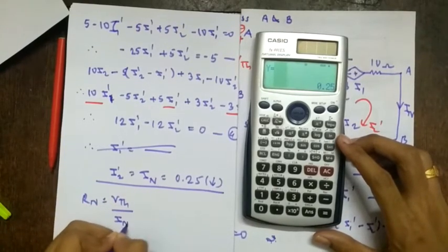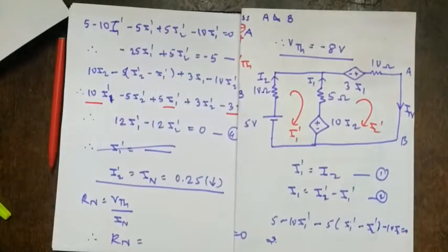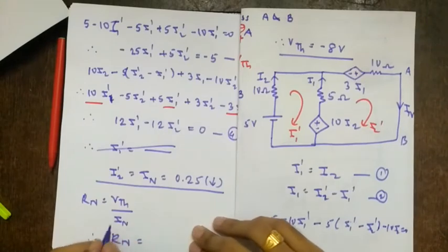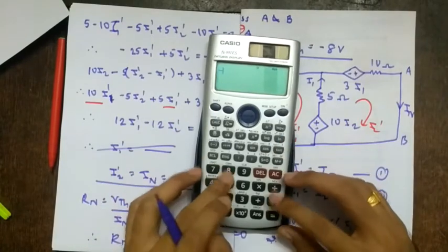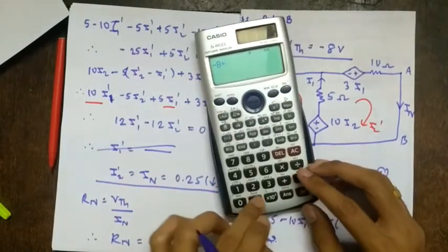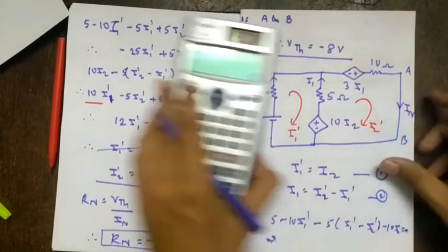VTH upon IN. So therefore Rn equal to, VTH was minus 8. So as I told, the resistance can be negative. We are getting negative here. So minus 8 divided by 0.25. So 32. So minus 32 ohms is the Norton's resistance.